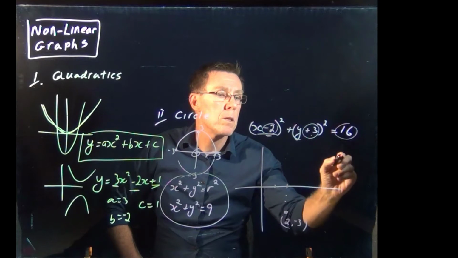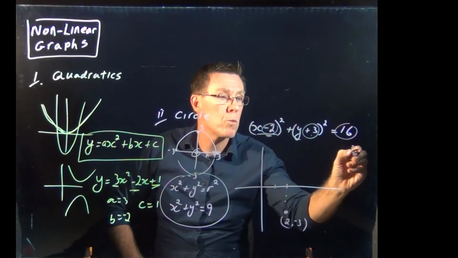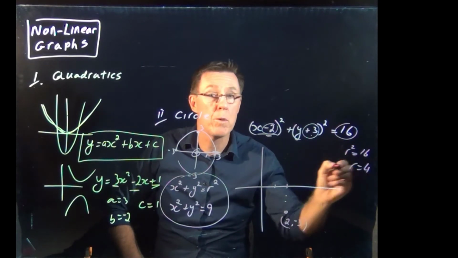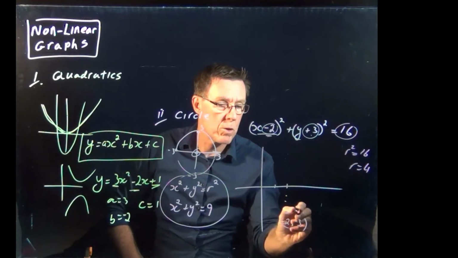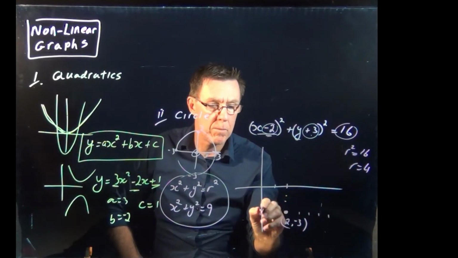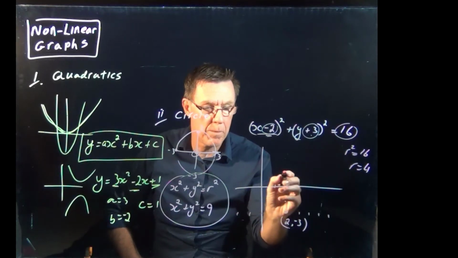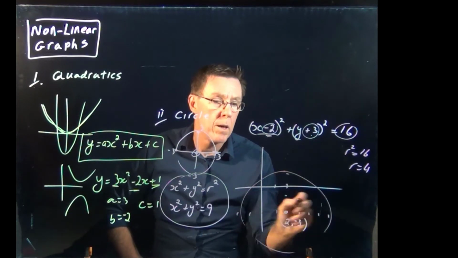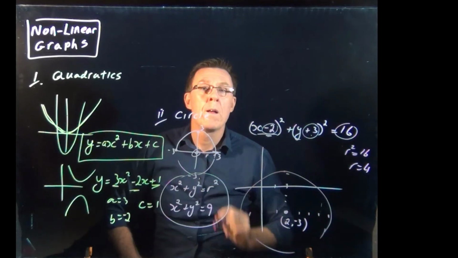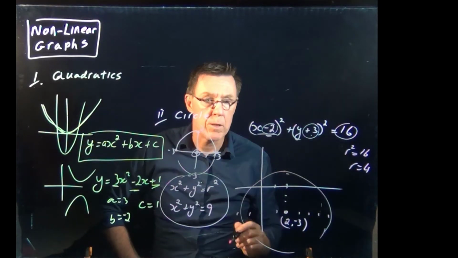Then its radius: once again, radius squared is equal to 16, so the radius is going to be equal to 4. So I get 4 units either way, and there somewhere. Badly drawn circle, I know, but there it is.